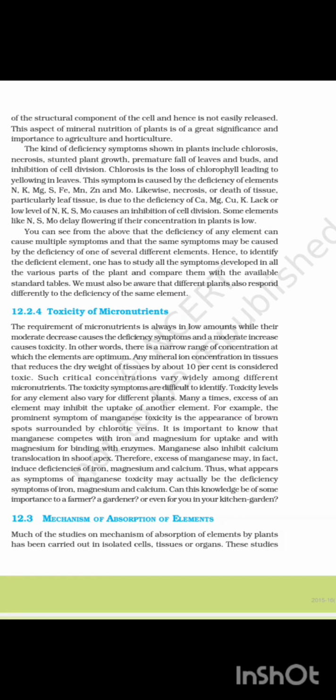For example, the prominent symptom of manganese toxicity is the appearance of brown spots surrounded by chlorotic veins. It is important to know that manganese competes with iron and magnesium for uptake and with magnesium for binding with enzymes. Manganese also inhibits calcium translocation in shoot apex. Therefore, excess of manganese may in fact induce deficiency of iron, magnesium, and calcium. Thus, what appear as symptoms of manganese toxicity may actually be the deficiency symptoms of iron, magnesium, and calcium.